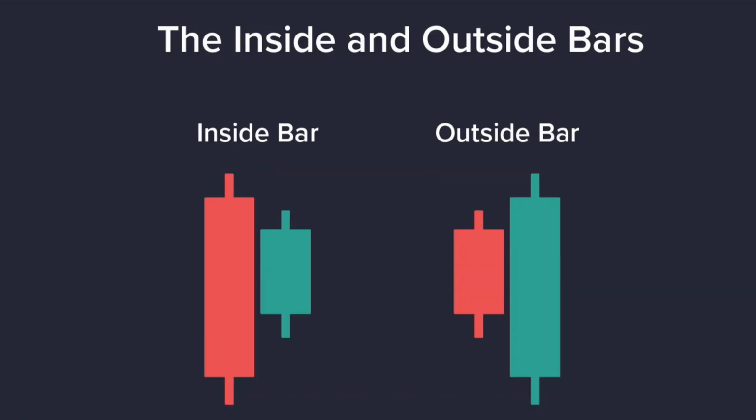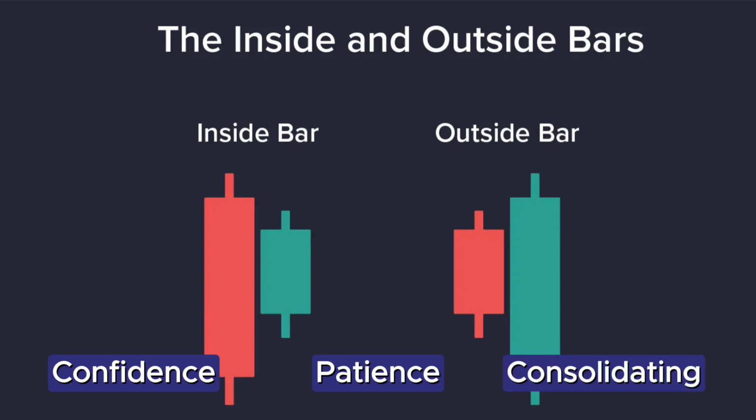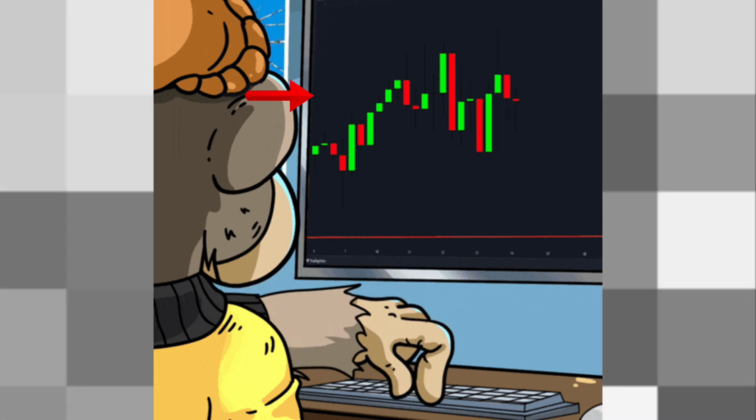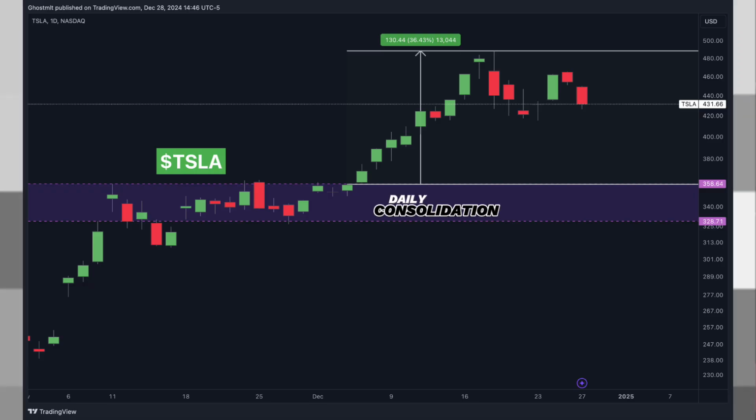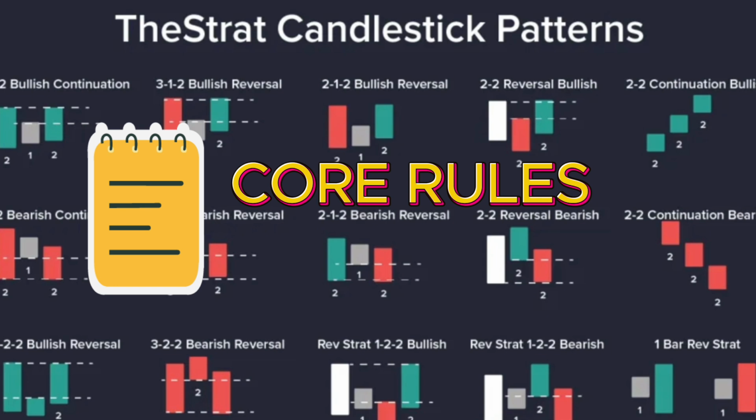By understanding these patterns, you can anticipate market movements with confidence and patience, and most importantly, you get to identify which exact setups are consolidating and expanding. All traders and investors know that the major moves in the market always come from consolidation. By using this Strat, we're able to gain a huge advantage against the market by identifying consolidating setups before they've started to move. So here are some of the core rules of the Strat.